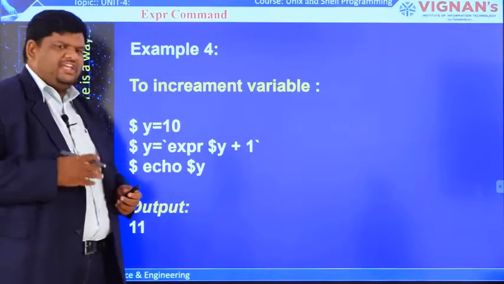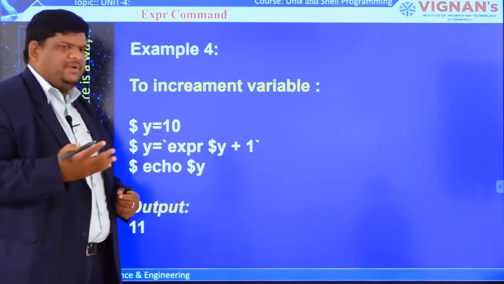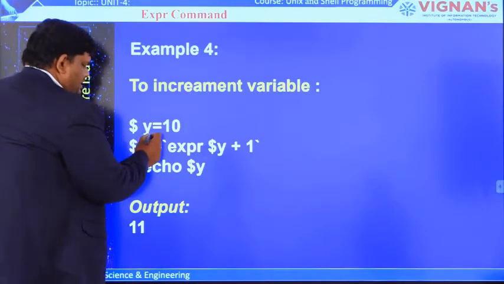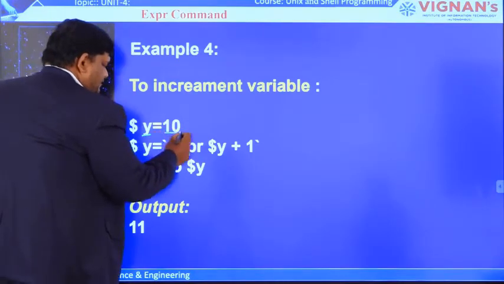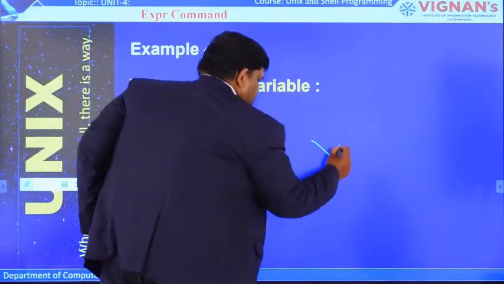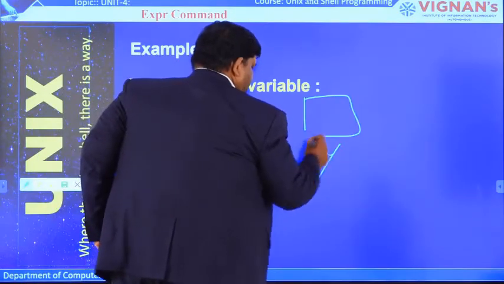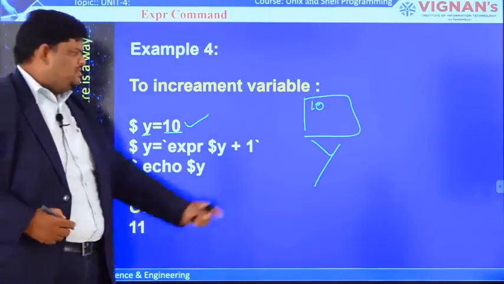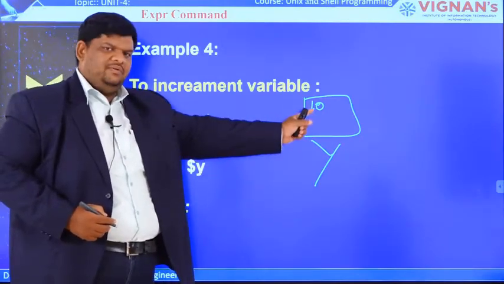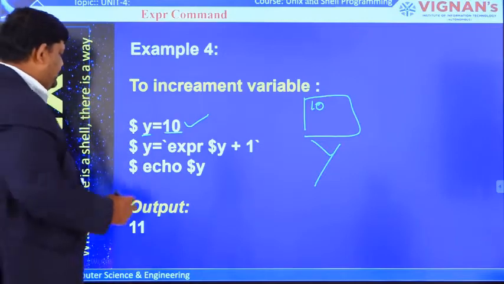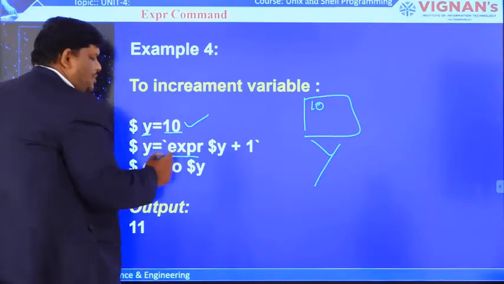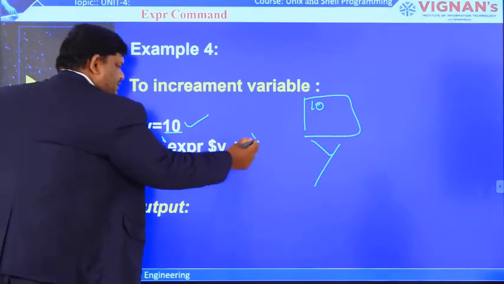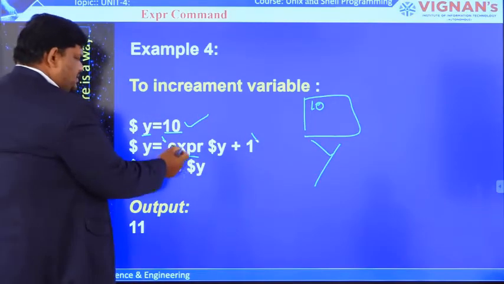Now with the help of the expr command, how are we going to increment a variable? Let us consider this example. Here, previously we considered one variable and assigned it the value 10. That means this is y, the variable name, and it stores the value 10, because here we are assigning y is equal to 10. So this variable y contains the value 10. Now we are writing expr in the form of variable is equal to value. That's why we have to enclose expr within back quotes.